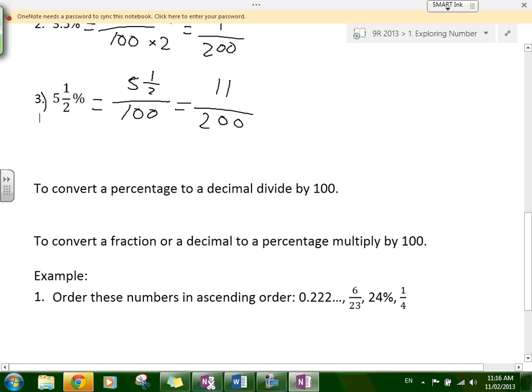to convert a fraction or a decimal to a percentage, all you do is multiply by 100. You type it in your calculator or you just work it out. So if you're converting a decimal to a percentage, shift the decimal place 2 points to the right. If it's a fraction, you can make it into a decimal and then shift the decimal place, or you can just type it into the calculator and multiply by 100.